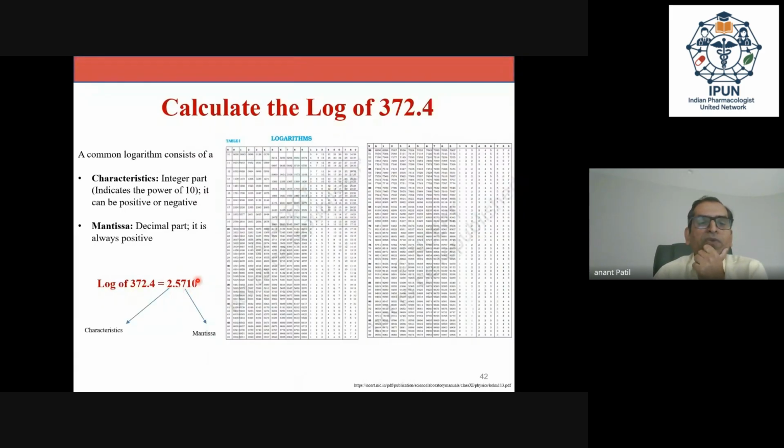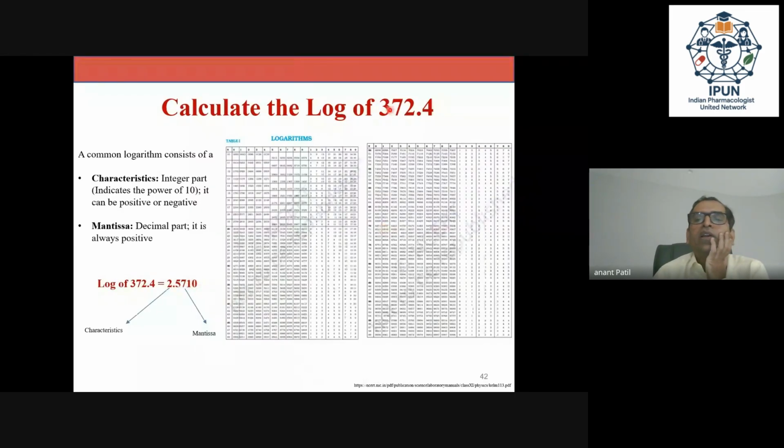This 2.5710, we have to read in log language. So 2 is called the characteristic and 5710 is called the mantissa. The mantissa is the number after the decimal, and the characteristic is nothing but the integer part. This is the characteristic and this is the mantissa.